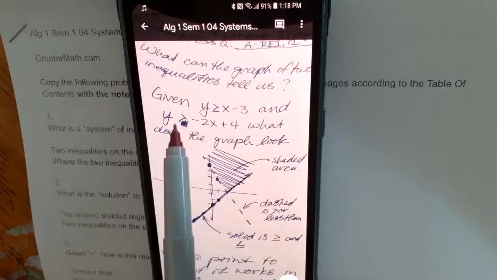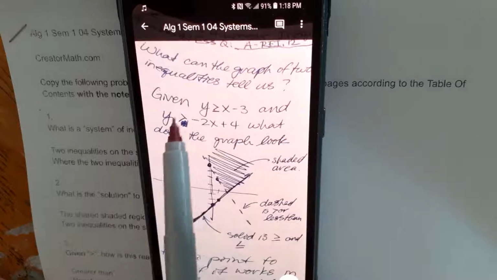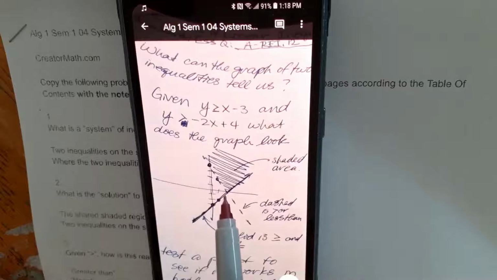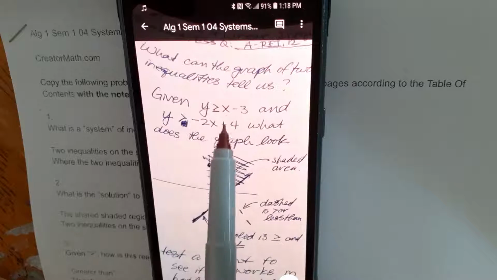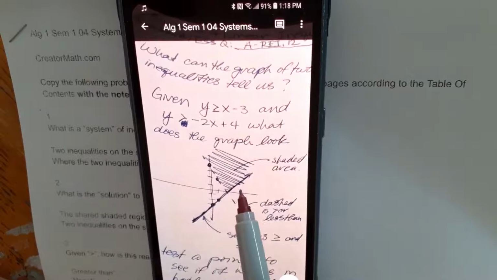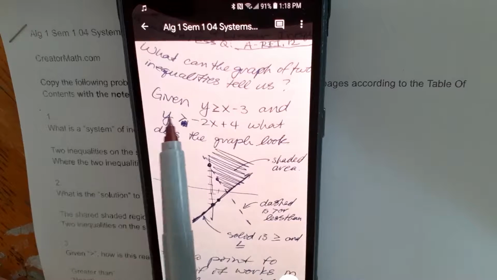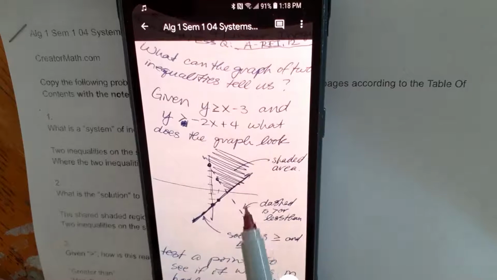Why is it dashed? Because it's only greater than. It has to be greater than or equal to include the line. In this case, it's only greater than, so the values on the line are not included, and a dashed line represents that. Now, it's kind of interesting to read this, but you've got y is greater than or equal to this solid line, which is everything shaded above it, and you have y is greater than everything in this dashed line, so everything shaded above that.